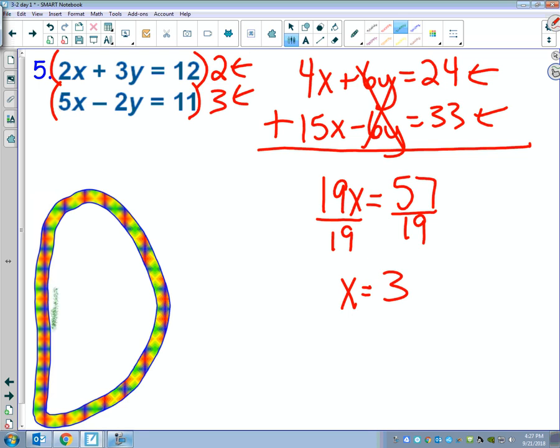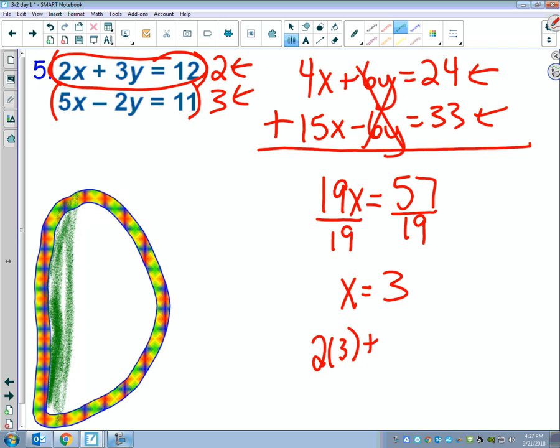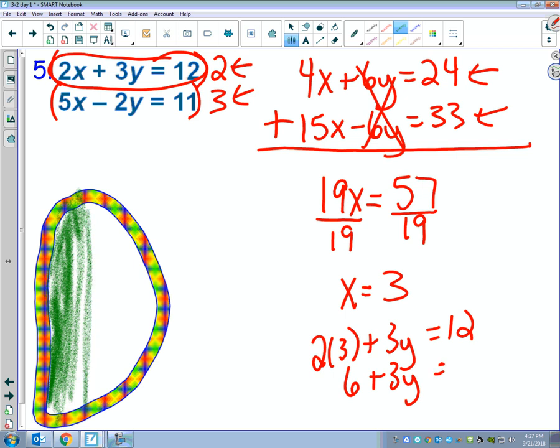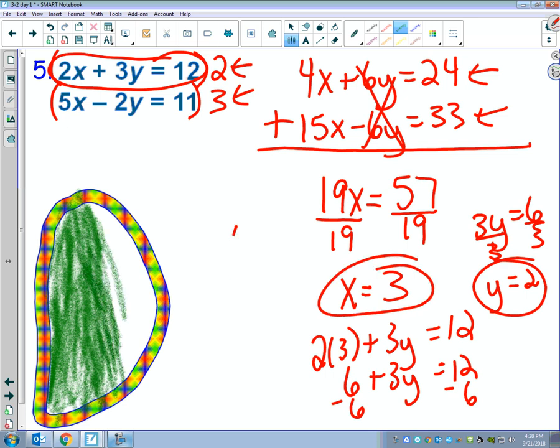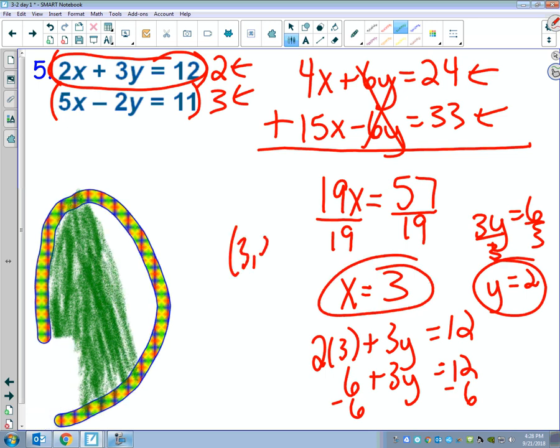And you have to find y. I just usually go back to the original. It doesn't really matter which one. I'm just going to plug it into the top equation. So I'm going to get 2 times x, which is 3, plus 3y equals 12. And I'm just going to solve that. So 6 plus 3y equals 12. If I subtract 6 over, I get 3y equals 6. Divide by 3, and I get y equals 2. Or again, you could write it as the ordered pair, 3, 2.